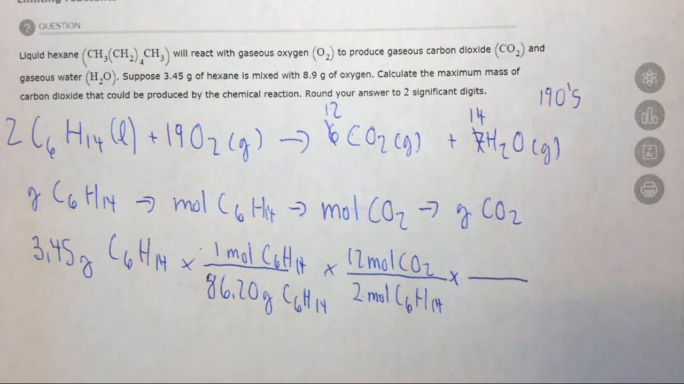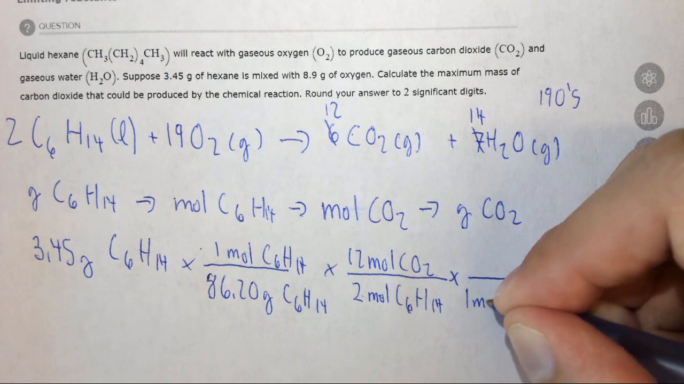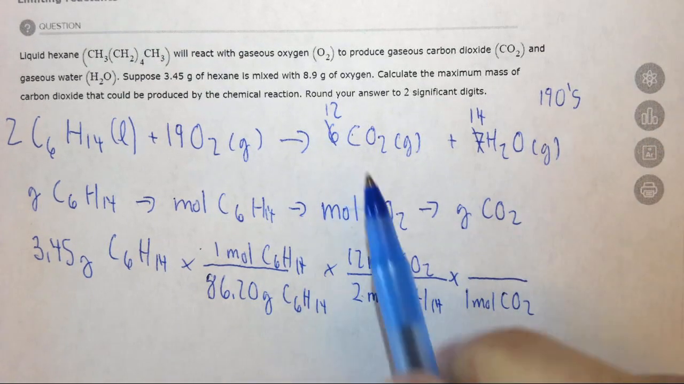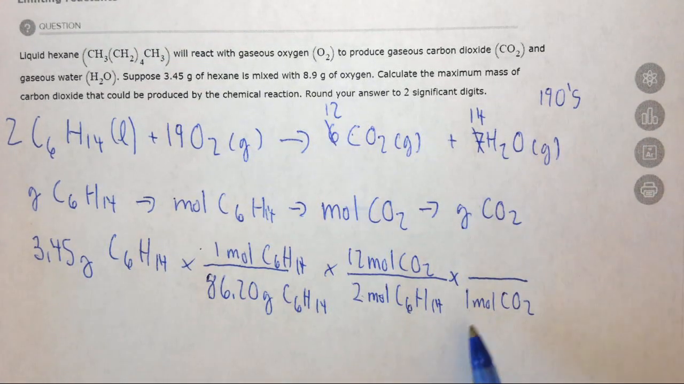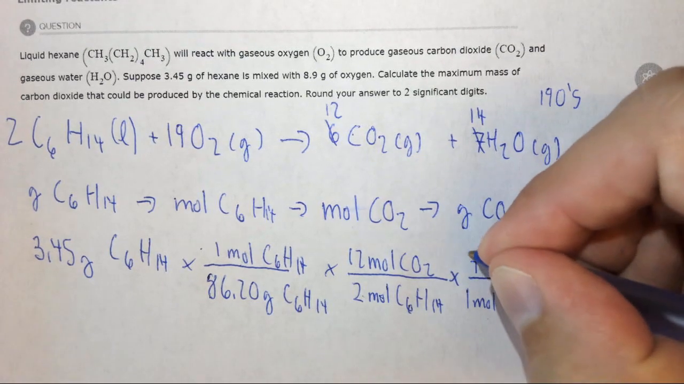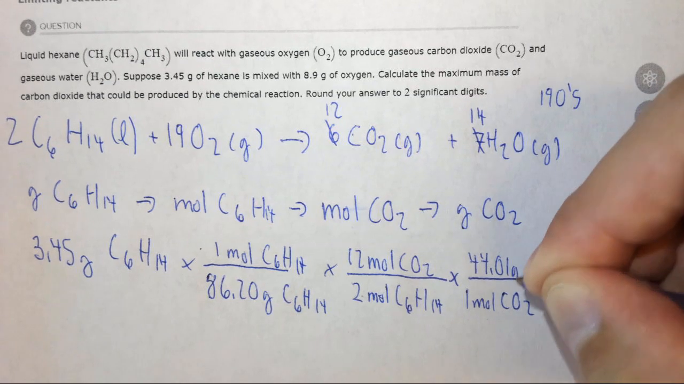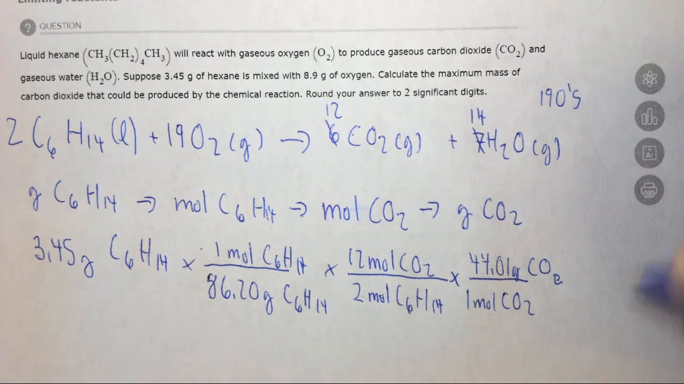Times, now you've done this many times. I want to go from moles to grams. I need to use the molar mass. I put 1 mole of CO2 on the bottom. Notice it doesn't matter that this is a 12 here. I use 1 mole because the equality is 1 mole of CO2 is 44.01 grams of CO2.